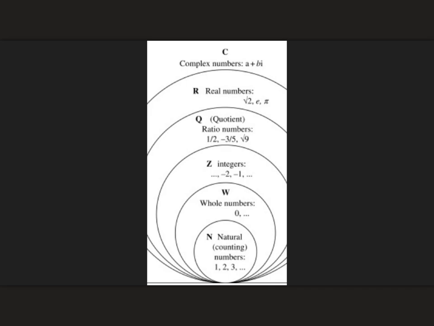Let's talk about a new number system, complex numbers. You learned about this in Algebra 2. So in Algebra 2, you learned about complex numbers. What is a complex number? It's a number like 3i. And what is i? i equals the square root of -1. So 3i is 3 times the square root of -1.